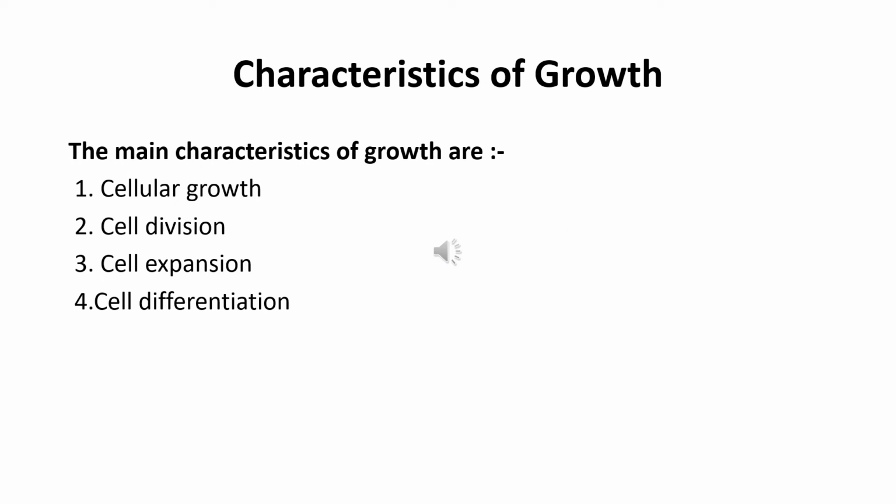Next is the characteristics of the growth. The main characteristics of the growth are cellular growth, cell division, cell expansion and cell differentiation. First of all, there is a growth of a cell. Then after that, cell division takes place, and then the elongation of a cell takes place, and then it differentiates into different parts.